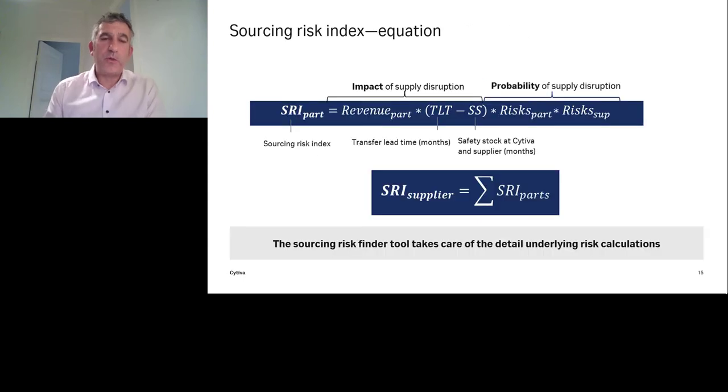And so when we've collected all that data, we use this equation to produce a sourcing risk index for each part. And after that, the sum of the part sourcing risk index provides us with a sourcing risk index for each of the suppliers. So we divided the sourcing risk index calculation into two areas, the impact and the probability. And on the left-hand side, you can see the impact calculation. That is transfer lead time minus the safety stock multiplied by the revenue.